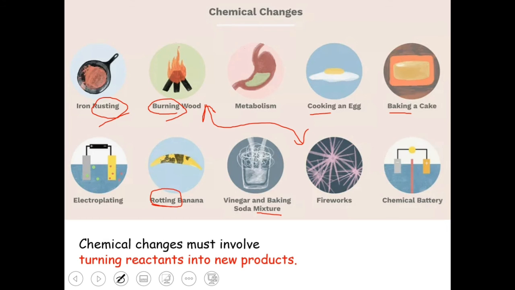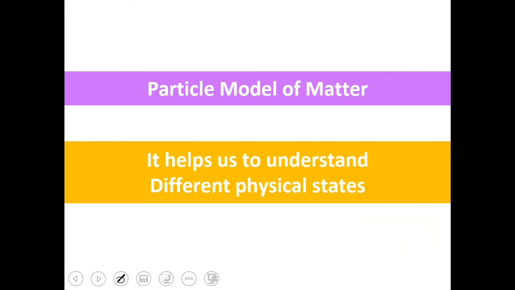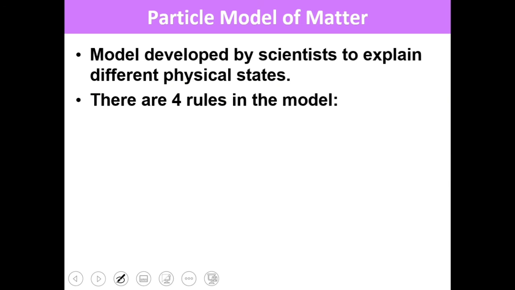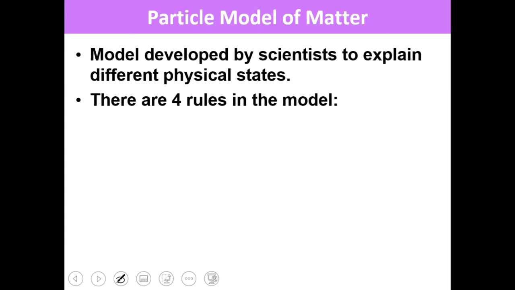So chemical change must involve turning reactants into products. That means if I combine A and B together, you have to make something completely different like C and D. And these are not equal together at all. And sometimes we use the particle model of matter because it helps us understand different physical states. And I believe for today's, let me just quickly go over the basic one. So let's power through. This will be my last slide today.